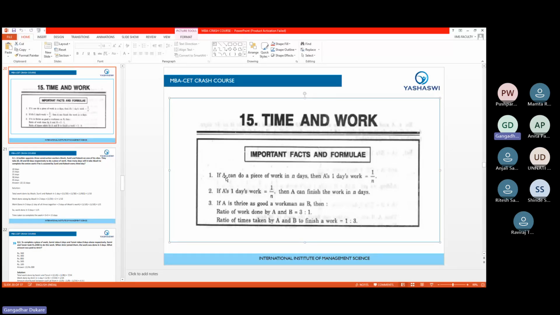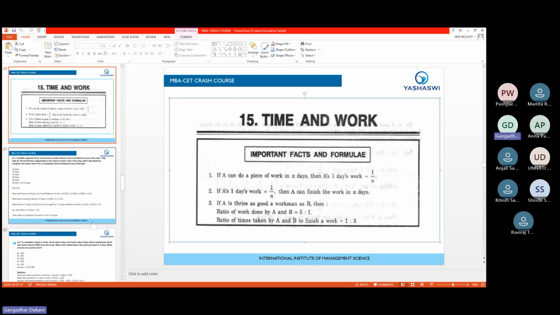If A can do a piece of work in n days, then A's work we can write as 1 upon n. That is, how many days A requires to complete the work. If A's 1 day work is 1 upon n, then A can finish the work in n days. If A is thrice as good a workman as B, then the ratio of work done by A and B is 3 by 1.